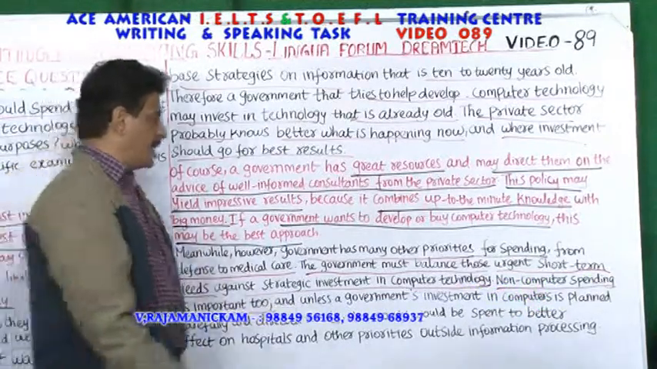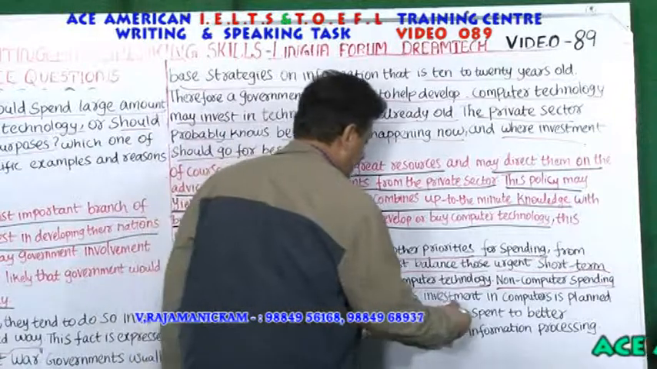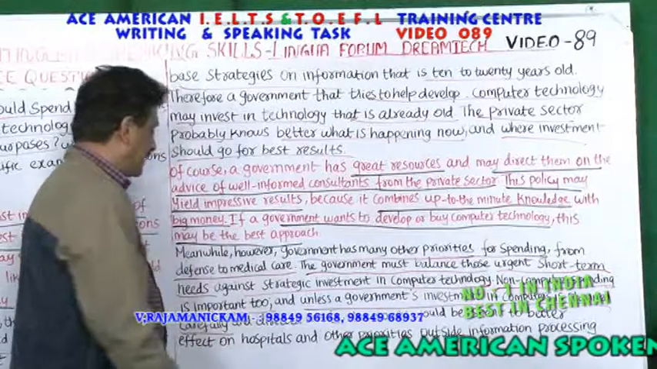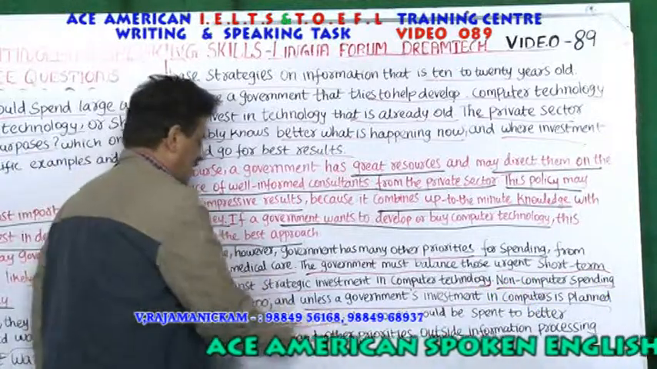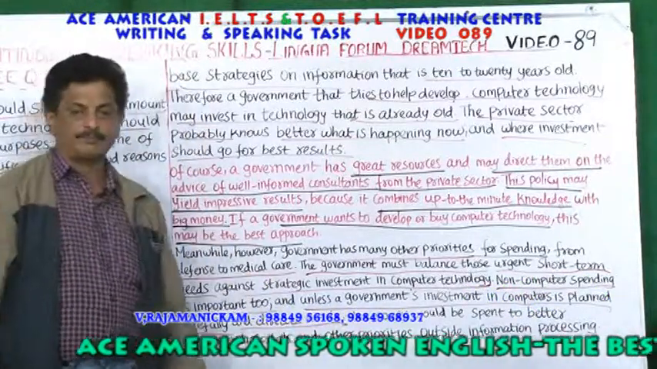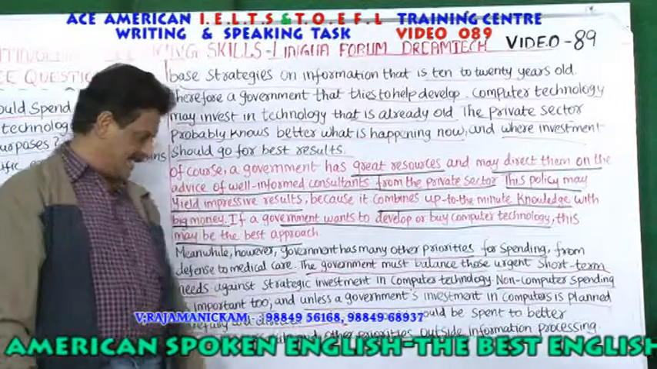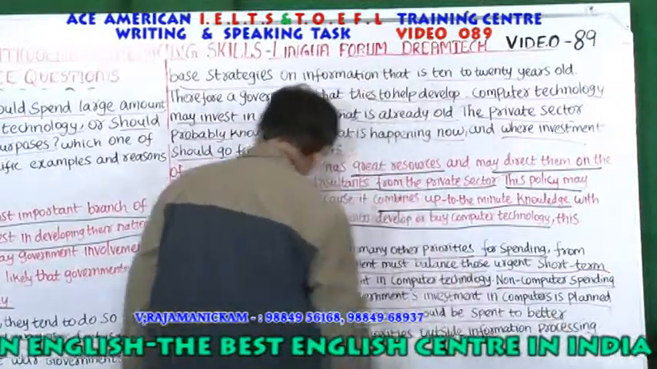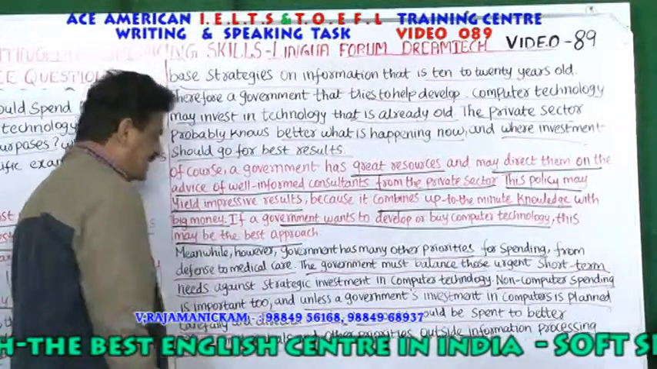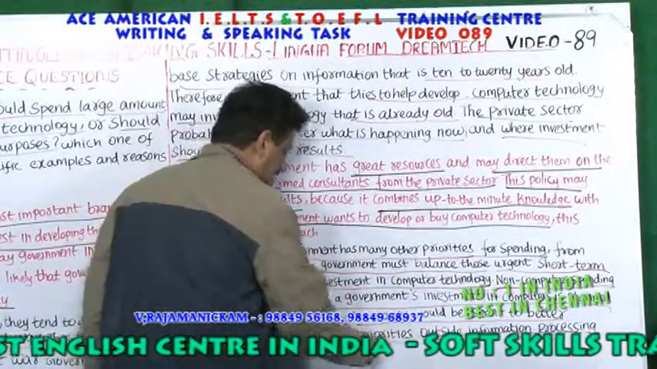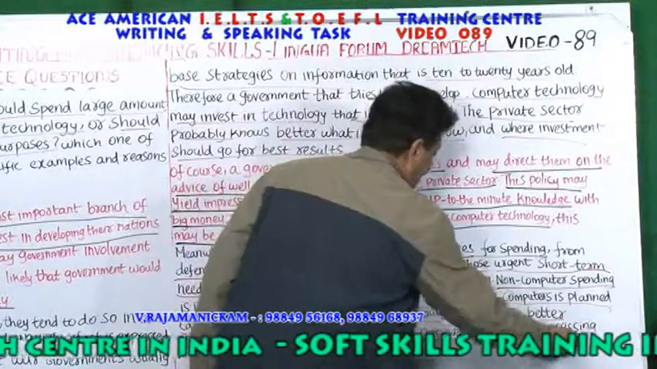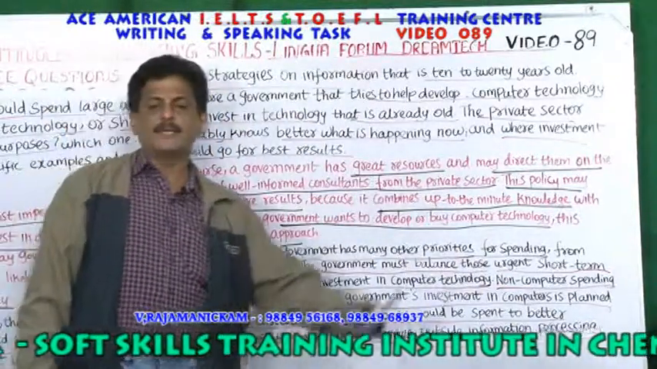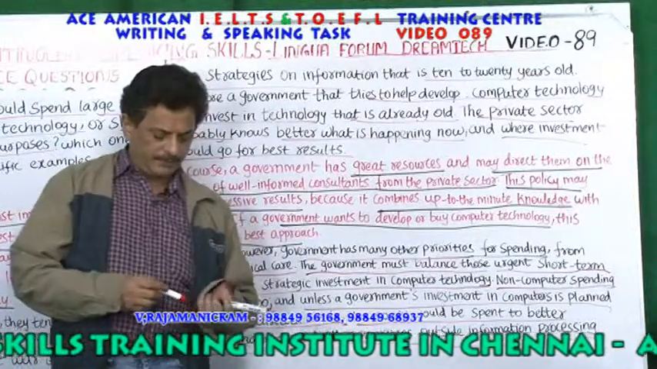Unless a government's investment in computers is carefully planned and directed wisely, the money would be spent to better effect on hospitals and other priorities outside information processing. So other than information processing, the government's priority should be hospitals.